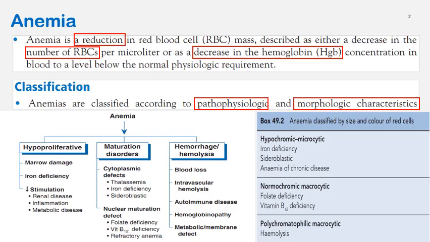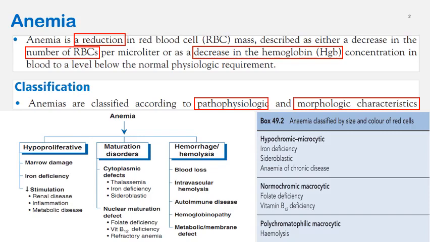Like in iron deficiency, sideroblastic anemia, or anemia of Crohn's disease. Or sometimes the RBC color is normal, called normochromic, but the size is large, so it's called macrocytic. So normochromic macrocytic, like in the case of folate deficiency and vitamin B12 deficiency.